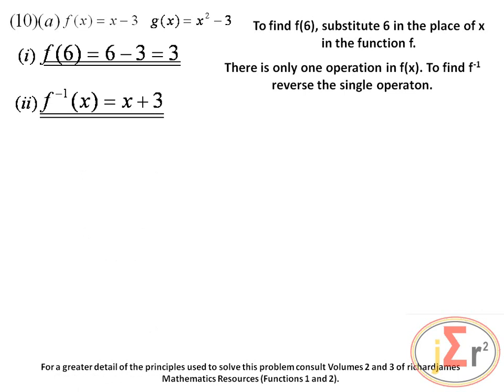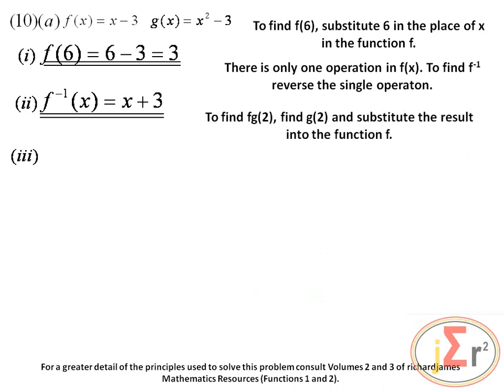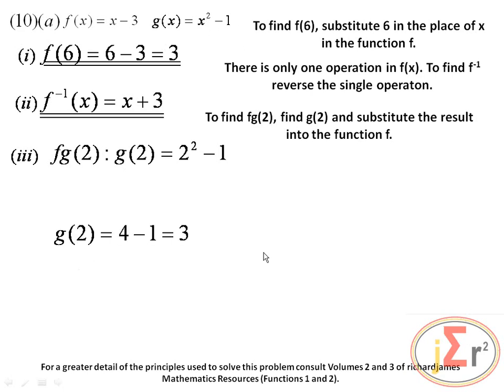We need to show that f of g of 2 is equal to f of g of negative 2, and that is equal to 0. So let's go straight ahead. To find f of g of 2, we find g of 2 first. So g of 2 is equal to 2 squared minus 1, which is equal to 4 minus 1, which is equal to 3.